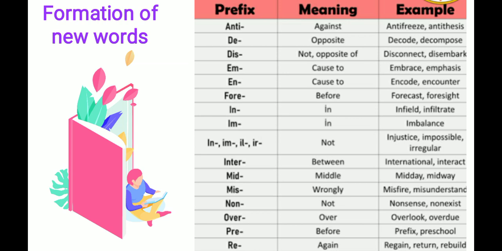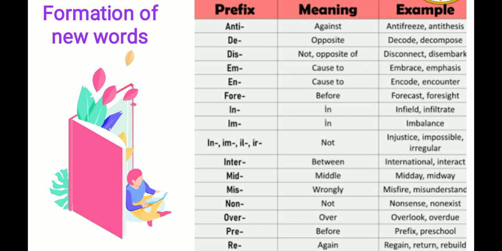Then in means in. We have added in with field, the new word becomes infield. We have added in with filtrate, the new word becomes infiltrate. Next, im, again its meaning is also in. Imbalance. With balance, we have added one prefix, that is im, and the new word is now imbalance.